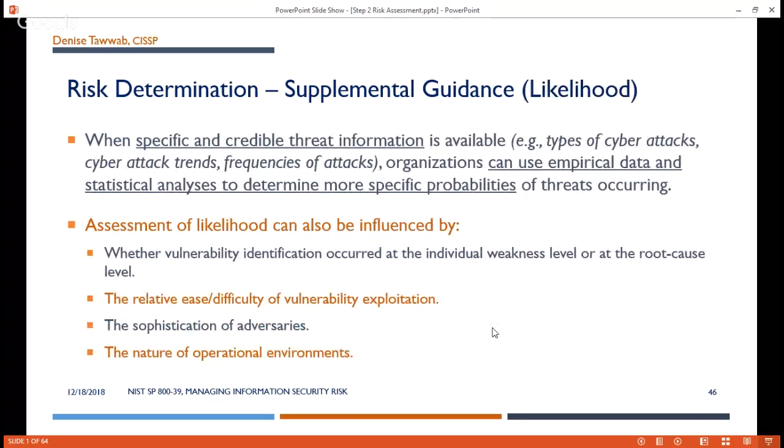When specific and credible threat information is available, organizations can use empirical data and statistical analysis to determine more specific probabilities of threats occurring. Assessment of likelihood can also be influenced by whether vulnerability identification occurred at the individual weakness level or at the root cause level, the relative ease or difficulty of vulnerability exploitation. How hard is it? The sophistication of adversaries. Are we looking at a script kiddie, somebody who's just running a script they saw online, or are we being targeted by some hackers with a lot of funding and time and resources to really get into our systems and cause harm? Assessments of likelihood can also be influenced by the nature of the environment that you're operating in.